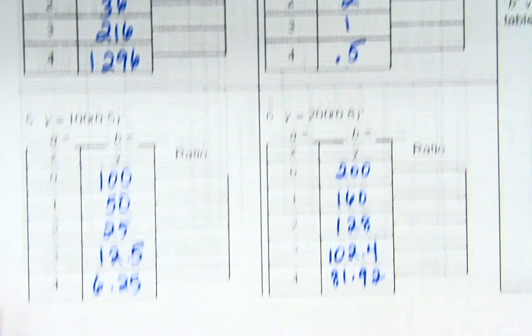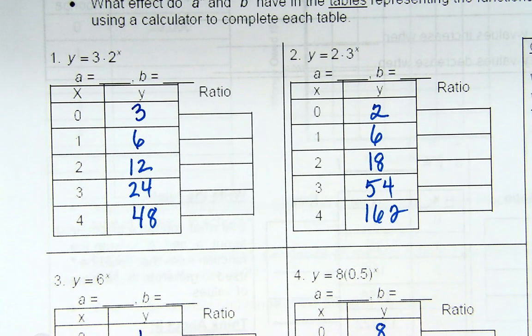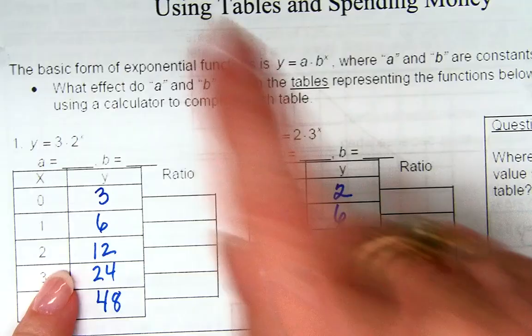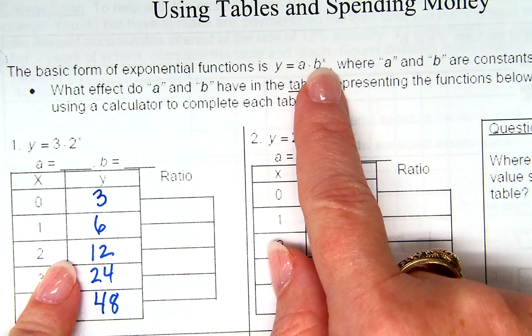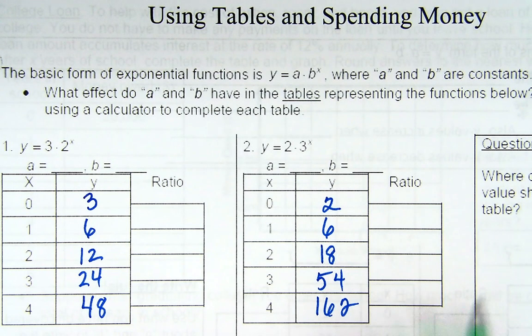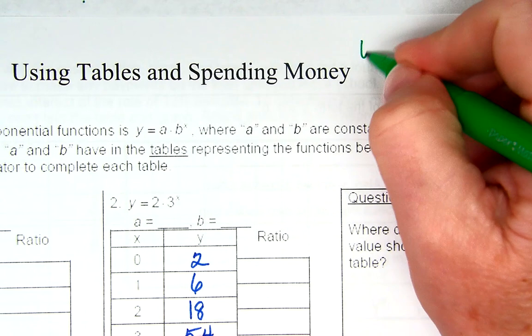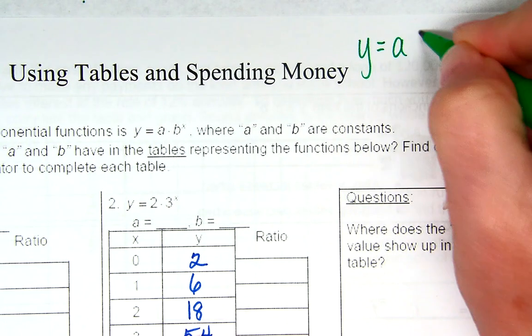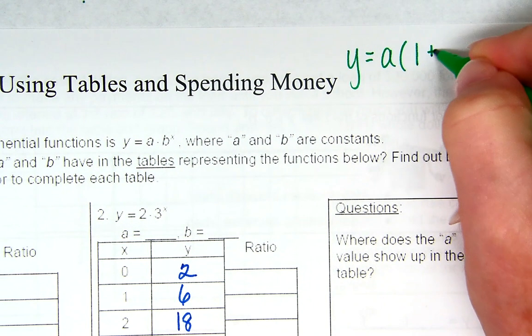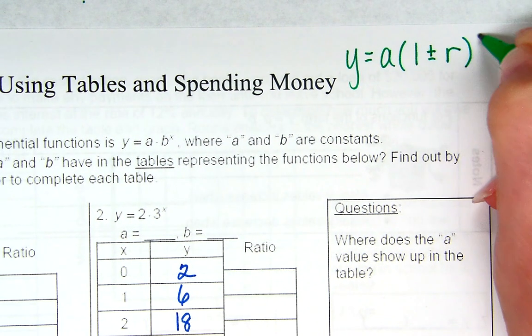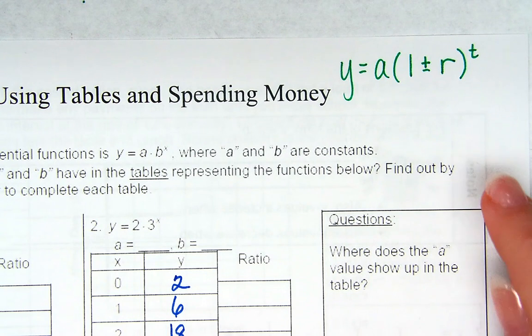Yes? Okay, so let's go back up to the first table. Notice what it says in the directions. The basic form of an exponential function is y equals a times b to the x. Is that the equation we used yesterday? No. Okay. What was the equation we used yesterday? Equals A plus or minus, right? We did some of both, plus or minus r to the t power, right?